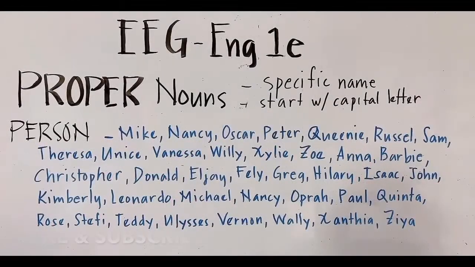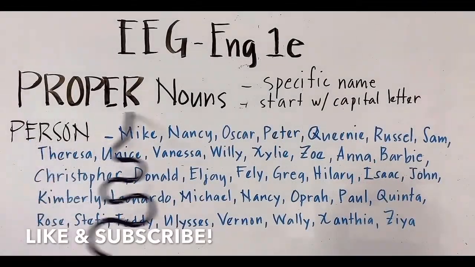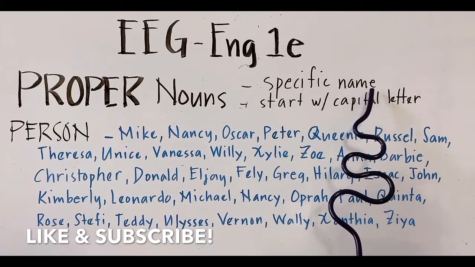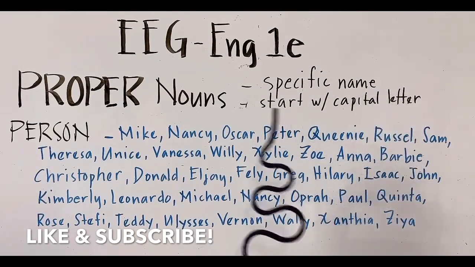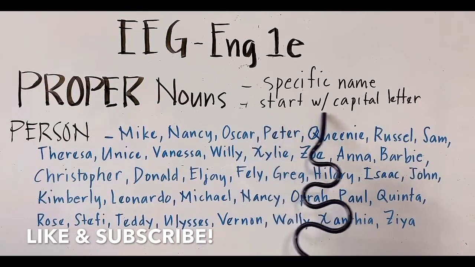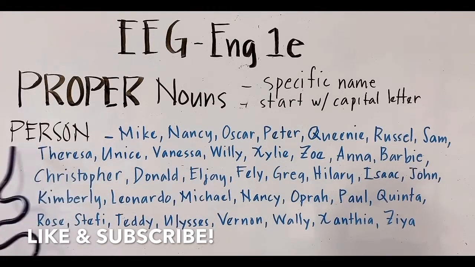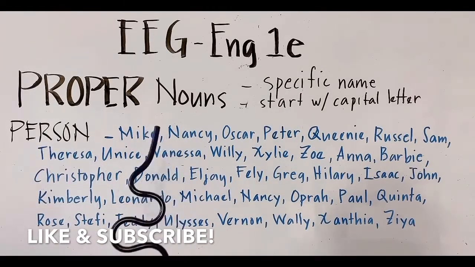Let's have more examples of proper nouns. Again, it's a specific name of a person, place, or thing, and they start with capital letters. Now let's go to the names of persons. Let's read. Follow me.